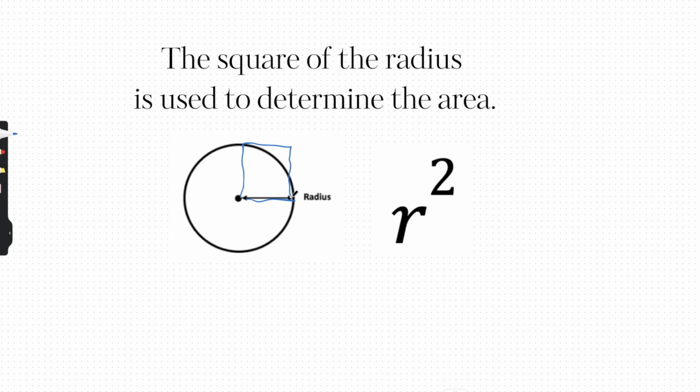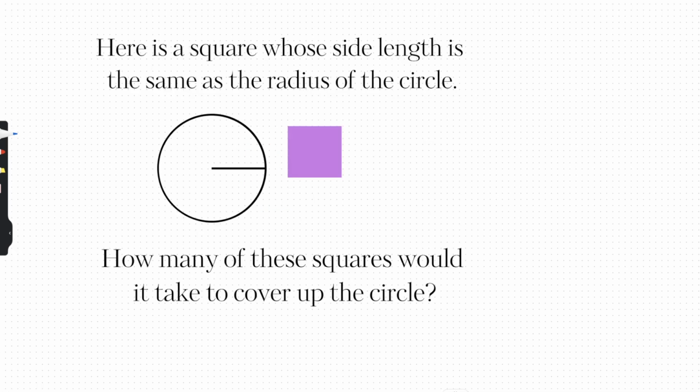So this was intended to be a square where this distance is the same as the radius, which would make this distance the same and also this one the same. So this one right here would be considered 1 radius squared. So let's take a look at this one. Here is a square whose side length is the same as the radius of the circle. Again, this distance from here to here is the same as from here to here.